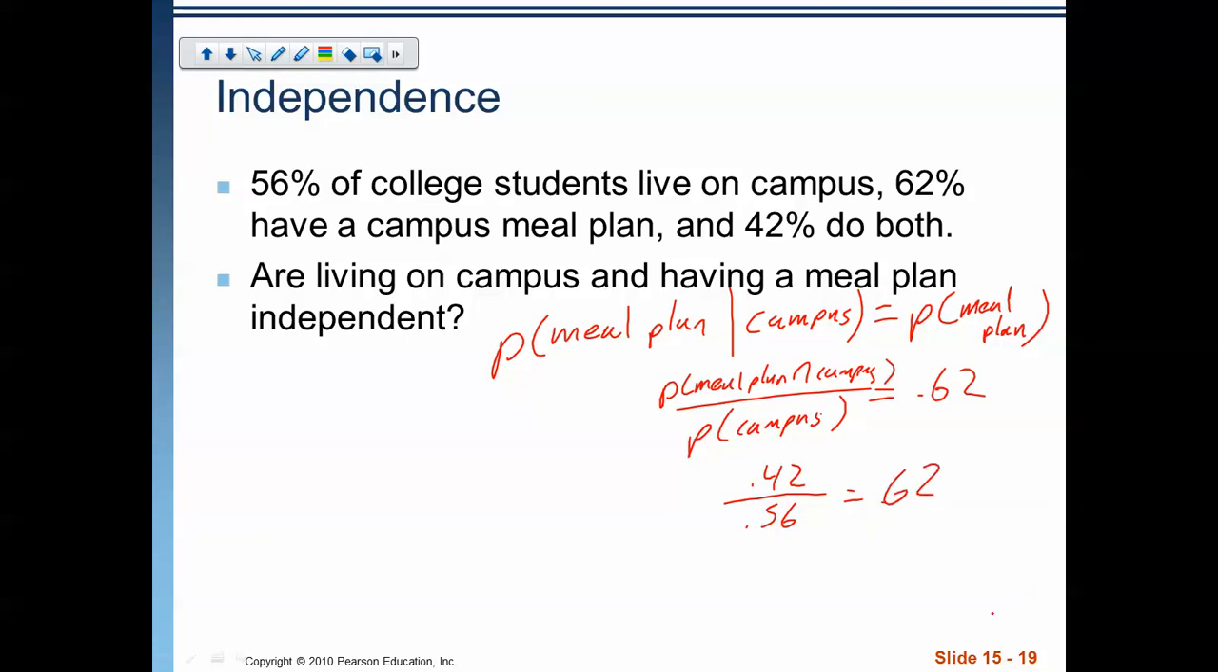So somebody, can you do 0.42 divided by 0.56? No, can't? 0.75? Yeah, I just couldn't hear you. Sorry.